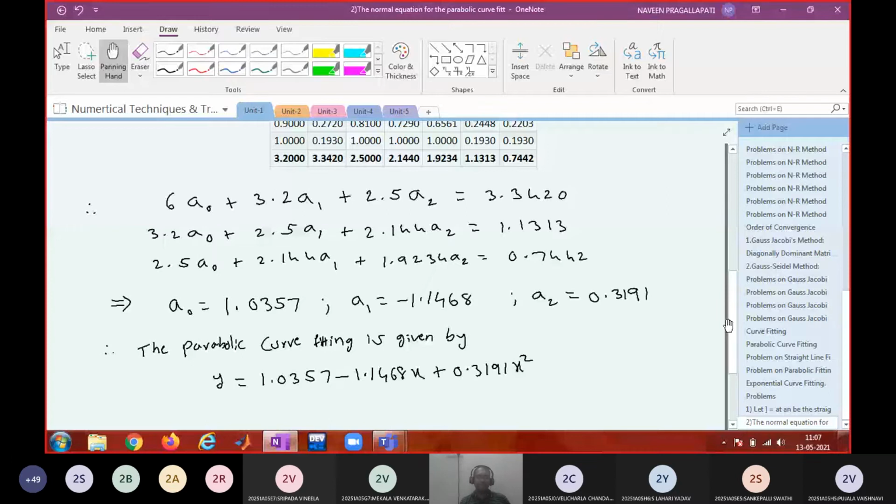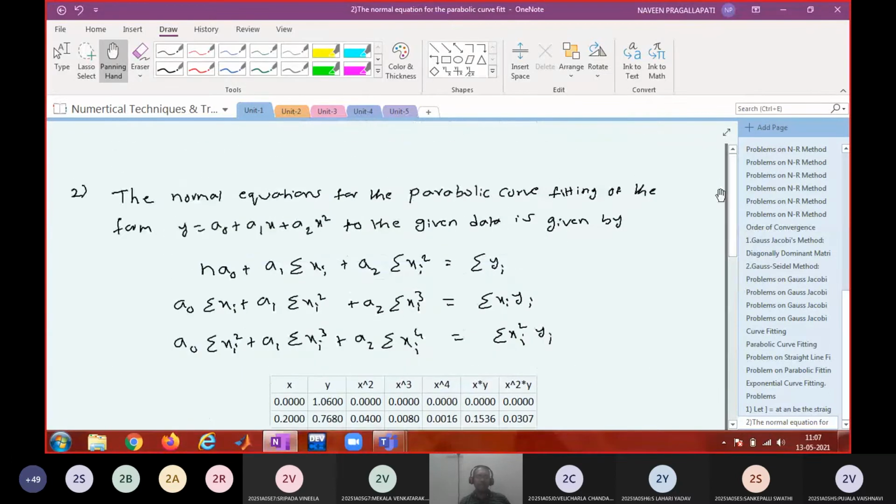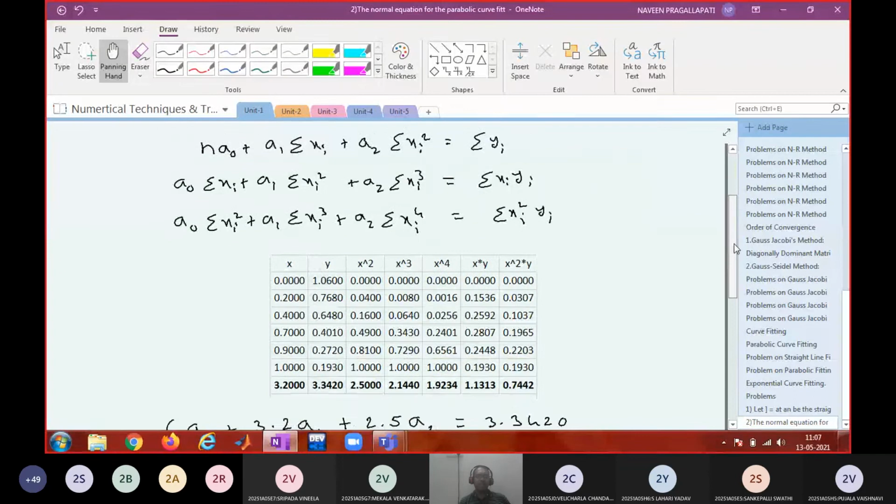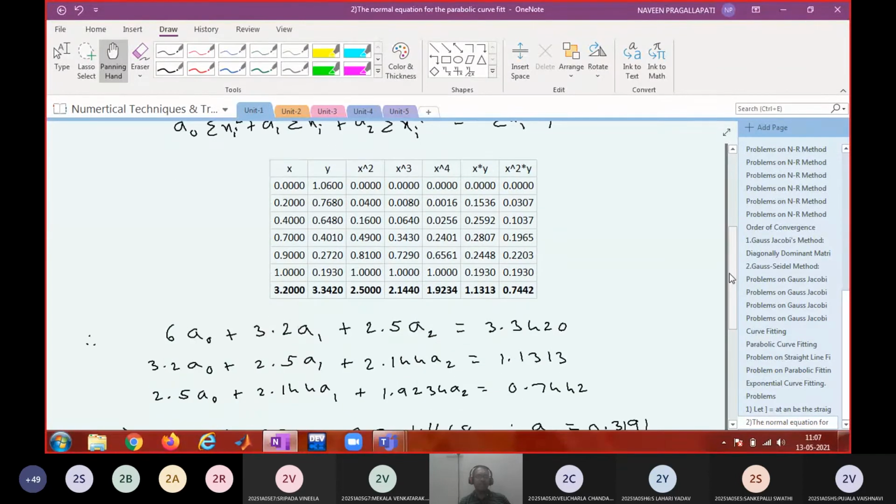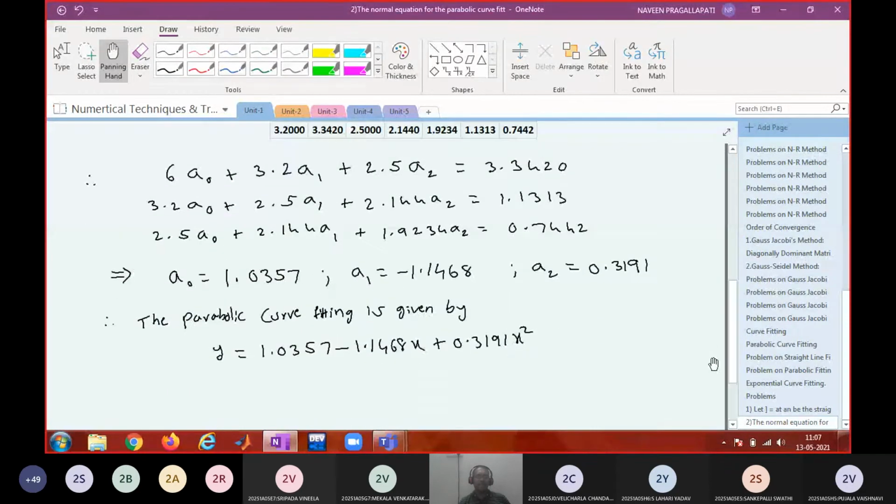Is it fine? So all the problems are similar to this, on straight line fit and parabolic curve fitting. You just have to prepare the table, write down the normal equations correctly, substitute in that, and solve the system. Is it fine? Shall I proceed? Yes, sir.